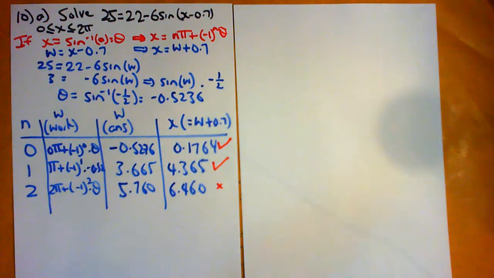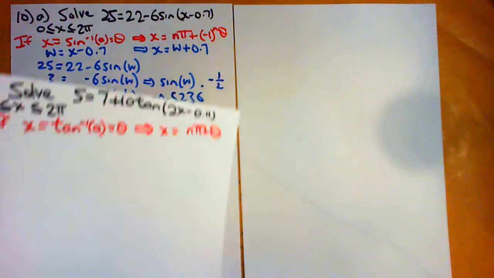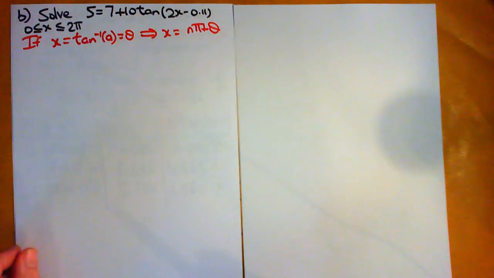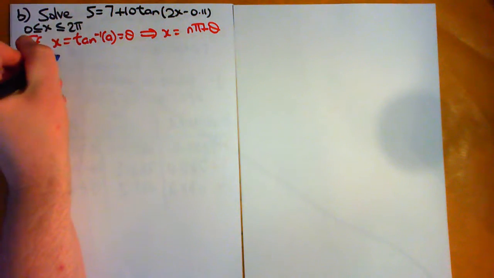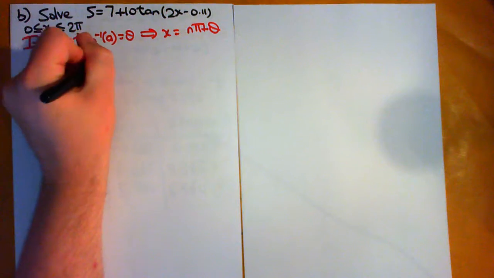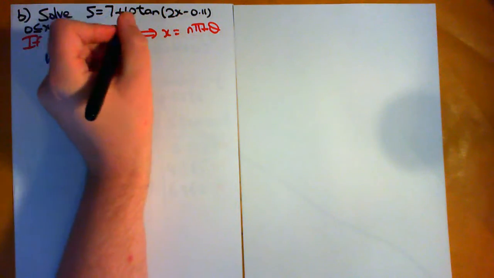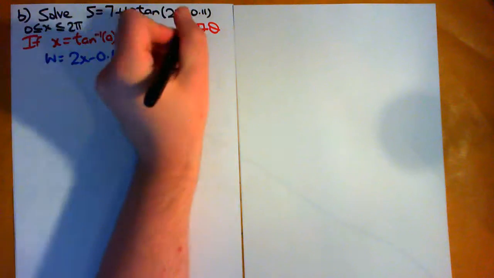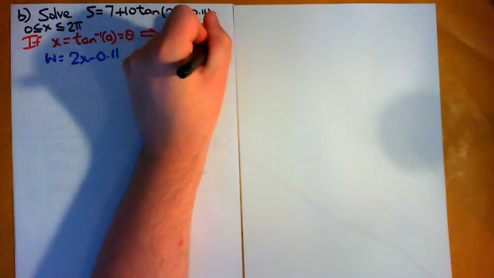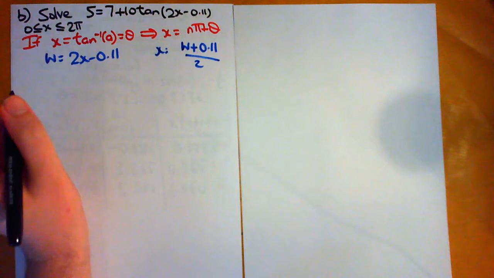Now, question B, we have another trig equation to solve. In this case, it's a tan equation. So we have 5 equals 7 plus 10 times tan of 2x minus 0.11, and we need to solve that for x. Okay, so the first thing to do is to decide on our w. So w equals 2x minus 0.11. So we can solve that for x. x is going to be w plus 0.11 is 2x, so we divide that by 2.